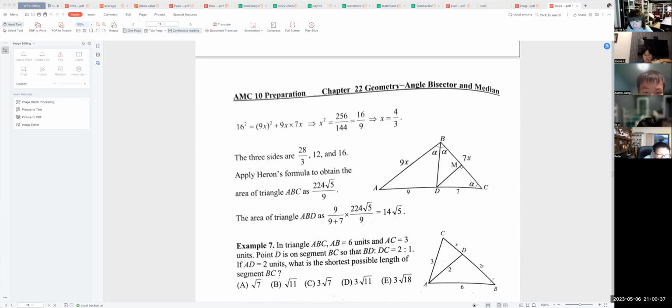In triangle ABC, AB equals 6 and AC equals 3, and point D is on segment BC, so BD to DC equals 2 to 1. How does that come out? Because these two sides are 6 to 3, so this must be 2 to 1. Peter, understand? If this one is 9 and this is 3, then this one must be 3x to 1x. So they have a ratio to each other. If AD equals 2, what is the shortest possible length of segment BC?